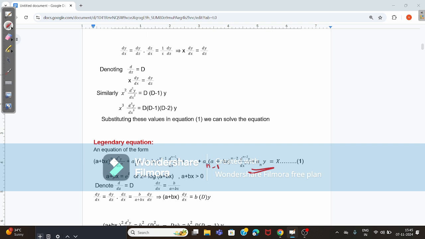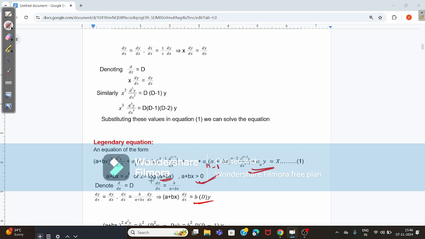So in the place of a+bx, substitute the value e^z. So z is equal to log(a+bx), where a+bx is greater than 0. Denote d/dz as capital D. dz/dx gives the value b/(a+bx). Now dy/dx becomes dy/dz into dz/dx, which is b/(a+bx) into dy/dz. So (a+bx) dy/dx is equal to b D y.